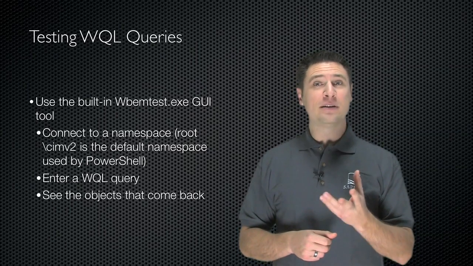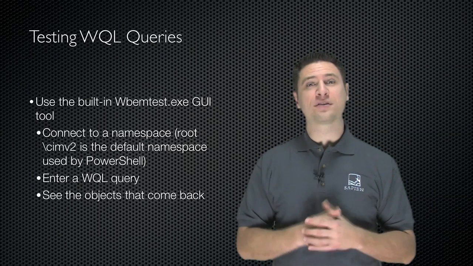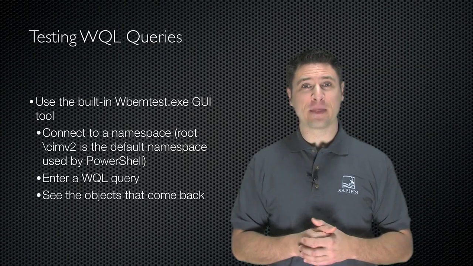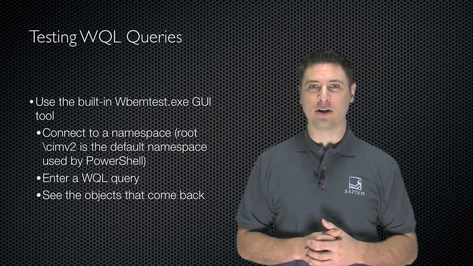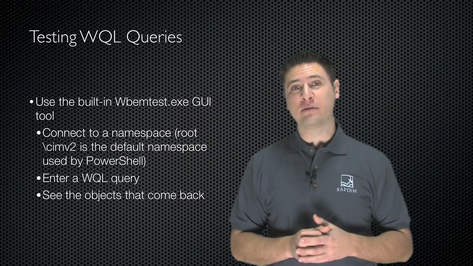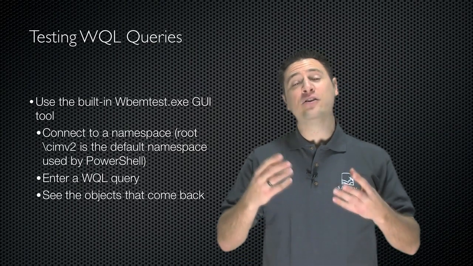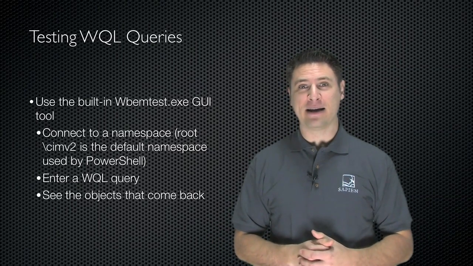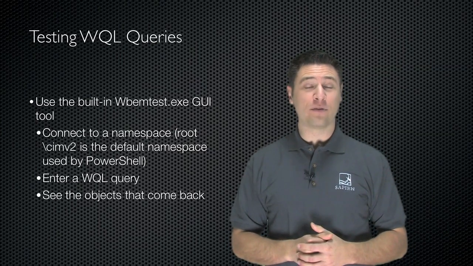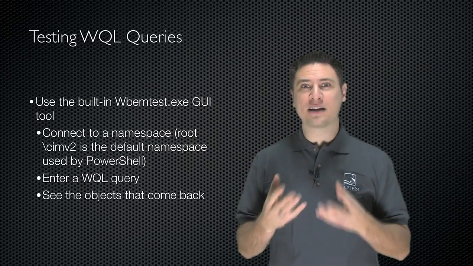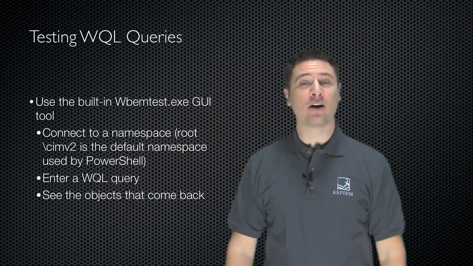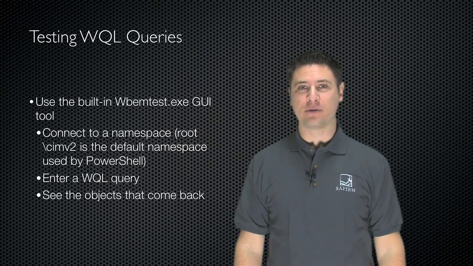You then connect to a namespace, such as root\cimv2. That's the default namespace used by PowerShell. You then click the Query button, type a query, click Apply, and you review the objects that come back. This is an interactive way to work with WMI, and it lets you figure out what's going to happen before you start relying on a particular query in a PowerShell script.